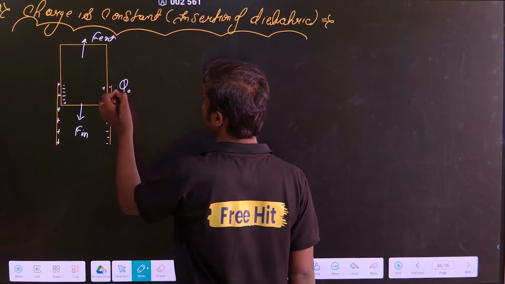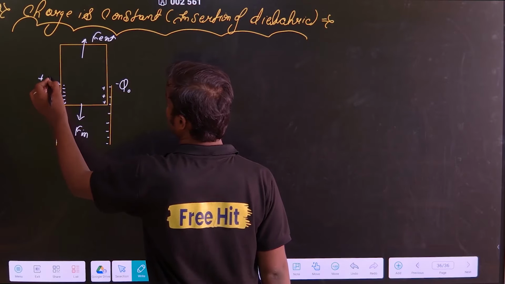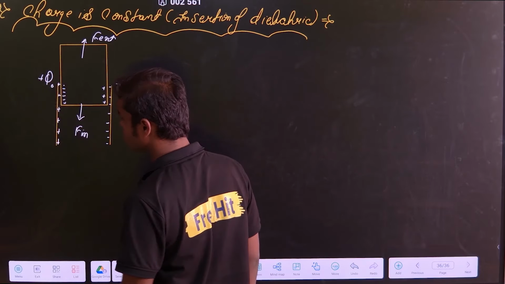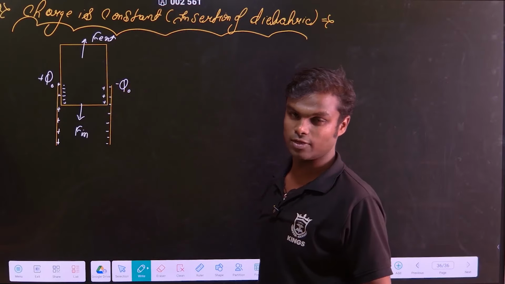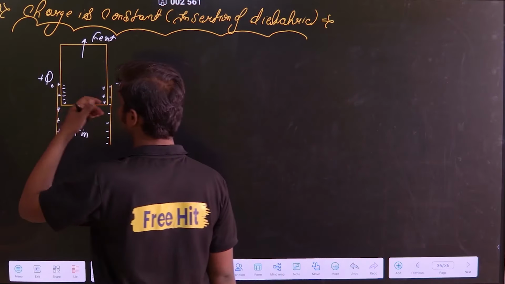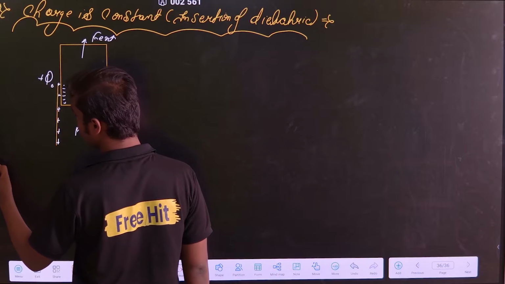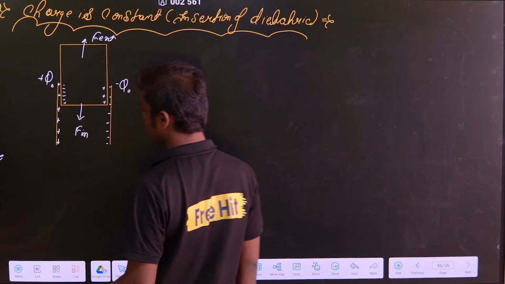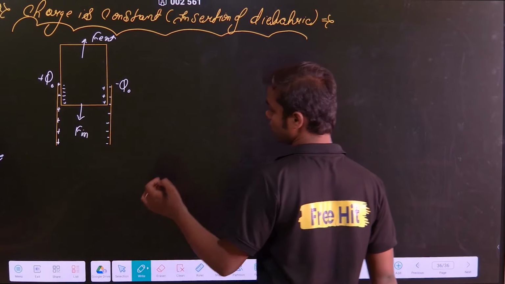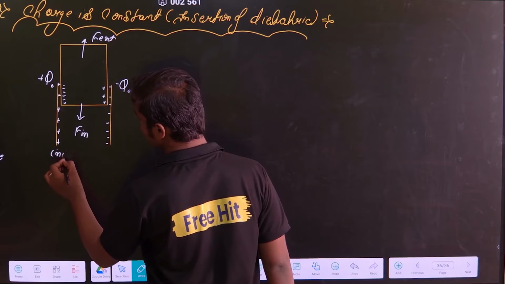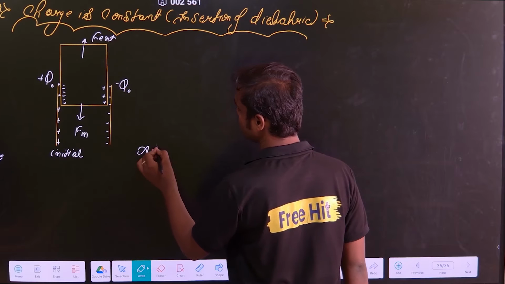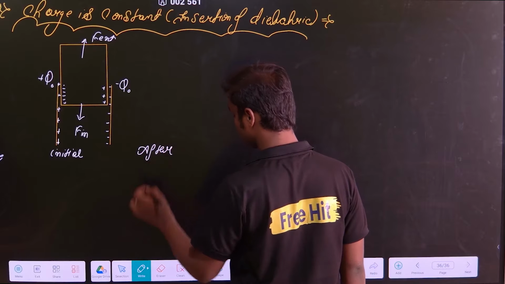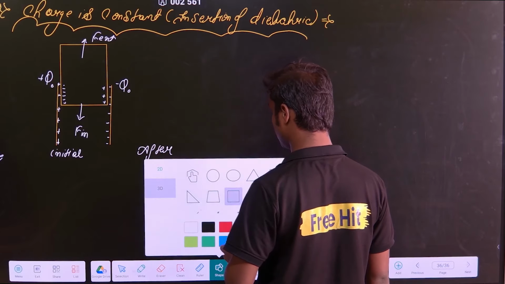So suppose this is minus Q naught and this is plus Q naught. Charge is constant. So you start inserting this dielectric, very slowly. What is going to happen? Let us see. First, I am writing here the initial condition, initial and after. After means after the insertion of the dielectric.